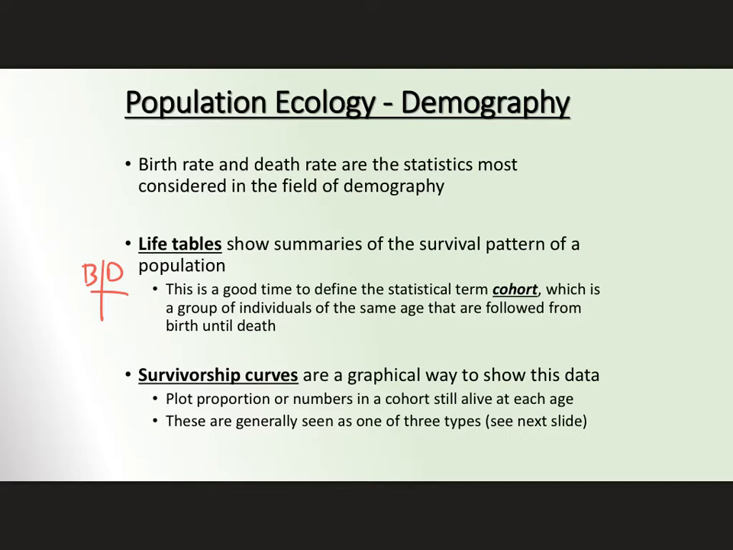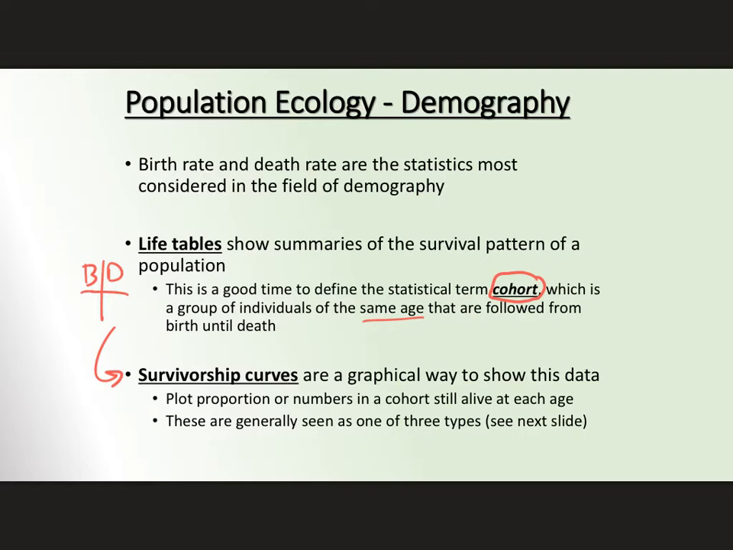And so this is a great time, like I put here, to bring up the statistical term cohort. Assuming you guys have heard the term cohort before. But basically, this just means a group of individuals of the same age that you study over a given period of time. So we would look at birth and death rates of a particular cohort as they move through life. And ultimately, we don't usually see life tables in AP biology, but what we see are survivorship curves.